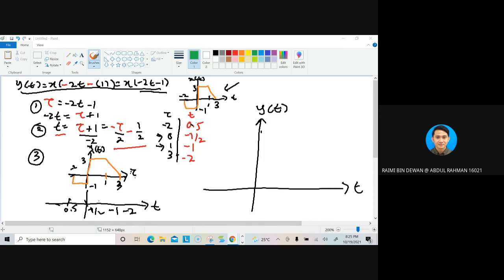So now, if you see here is negative 2. Here at negative 2, you will have the amplitude at negative 1. Am I correct? At negative 1. But now your negative 2 is actually at 0.5. So it will be negative 1 here.